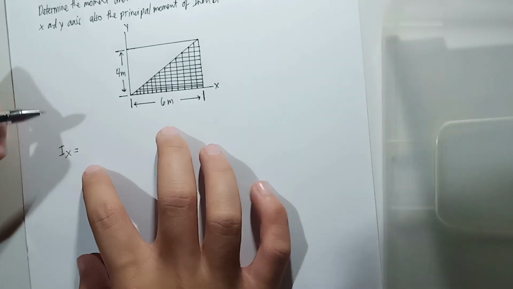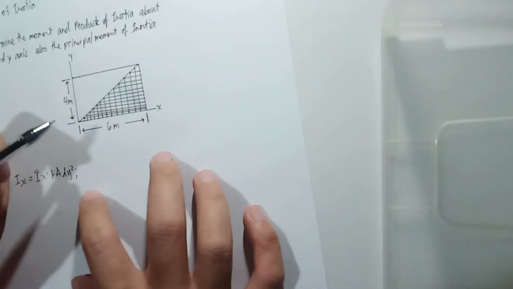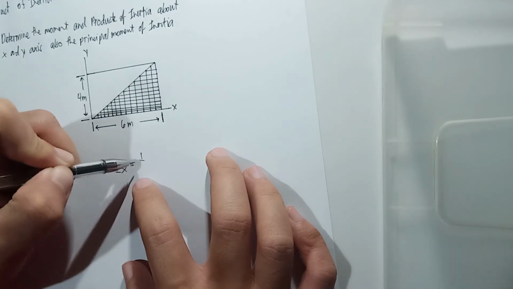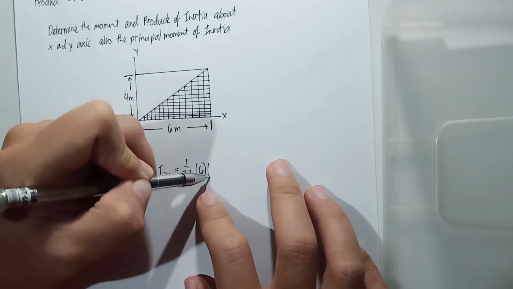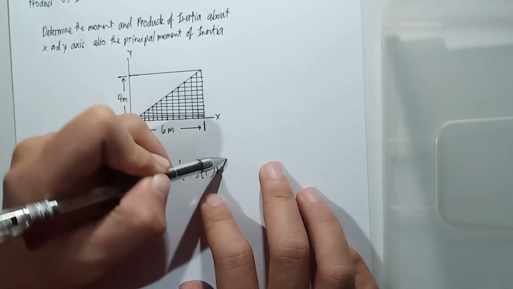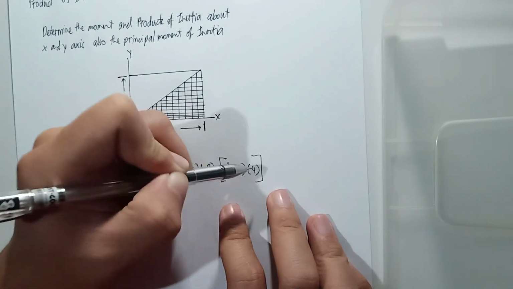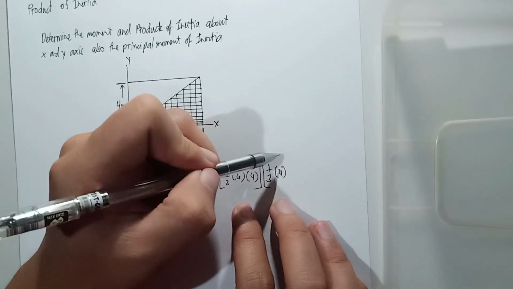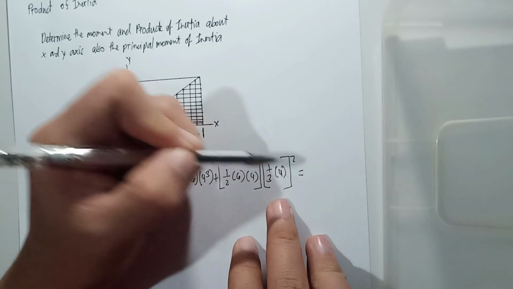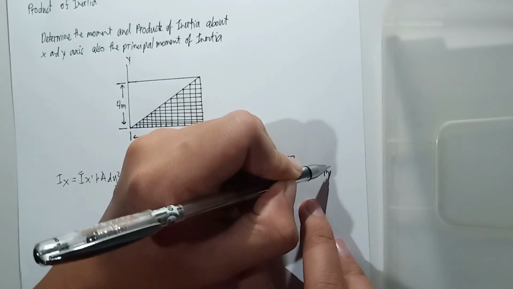So to find the Ix, or the moment of x, Ix equals Ix plus A dy squared, which is equal to 1 over 36 times 6 times 4 cubed, plus 1/2 of 6 times 4 times 1/3 of 4 squared, equals 32 meters to the fourth.